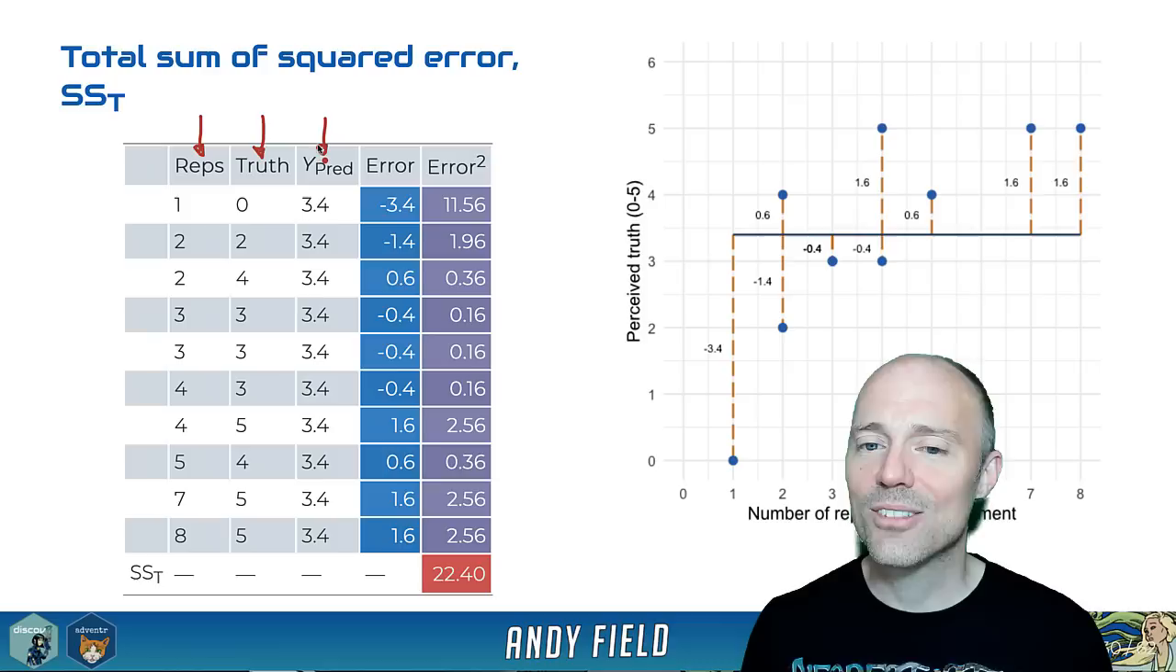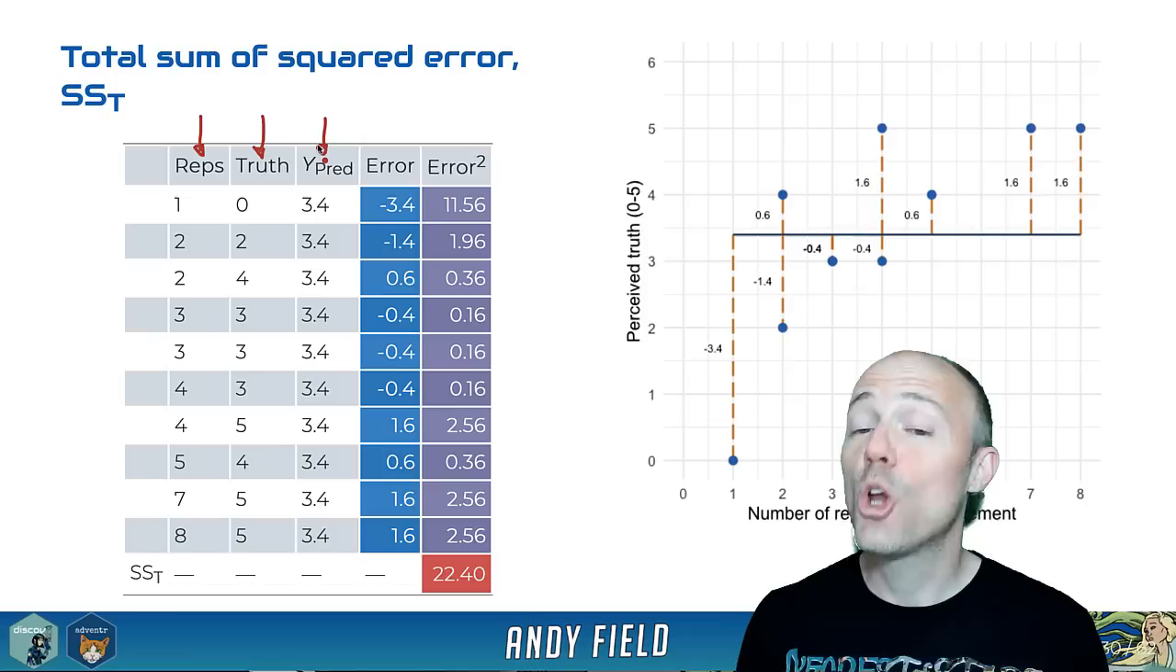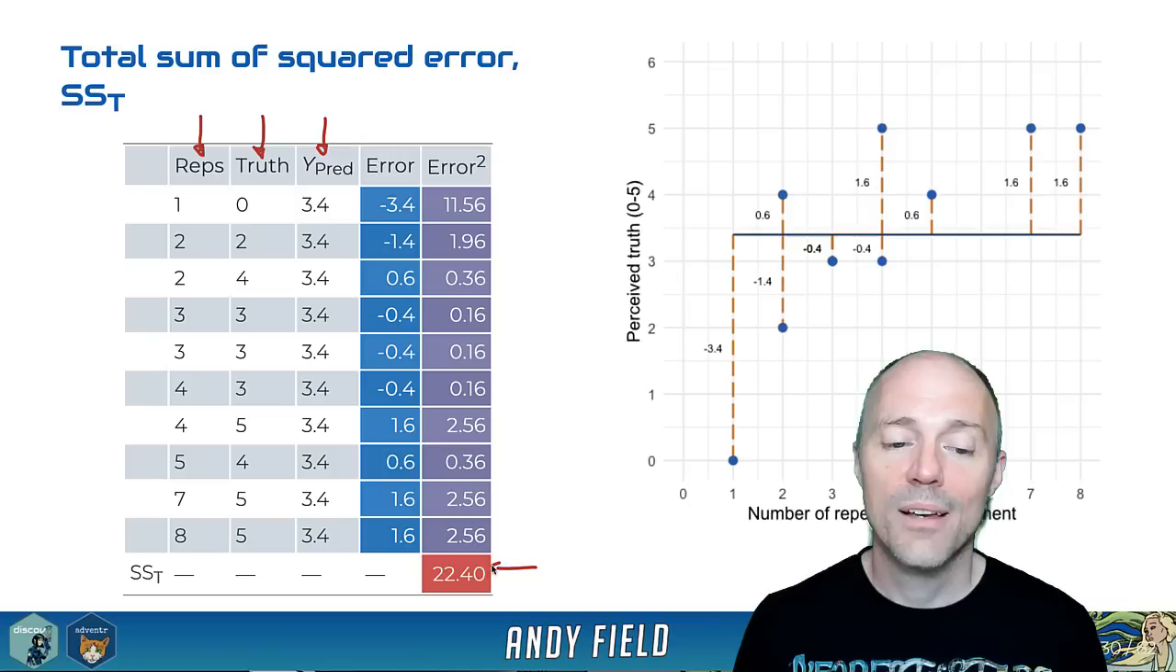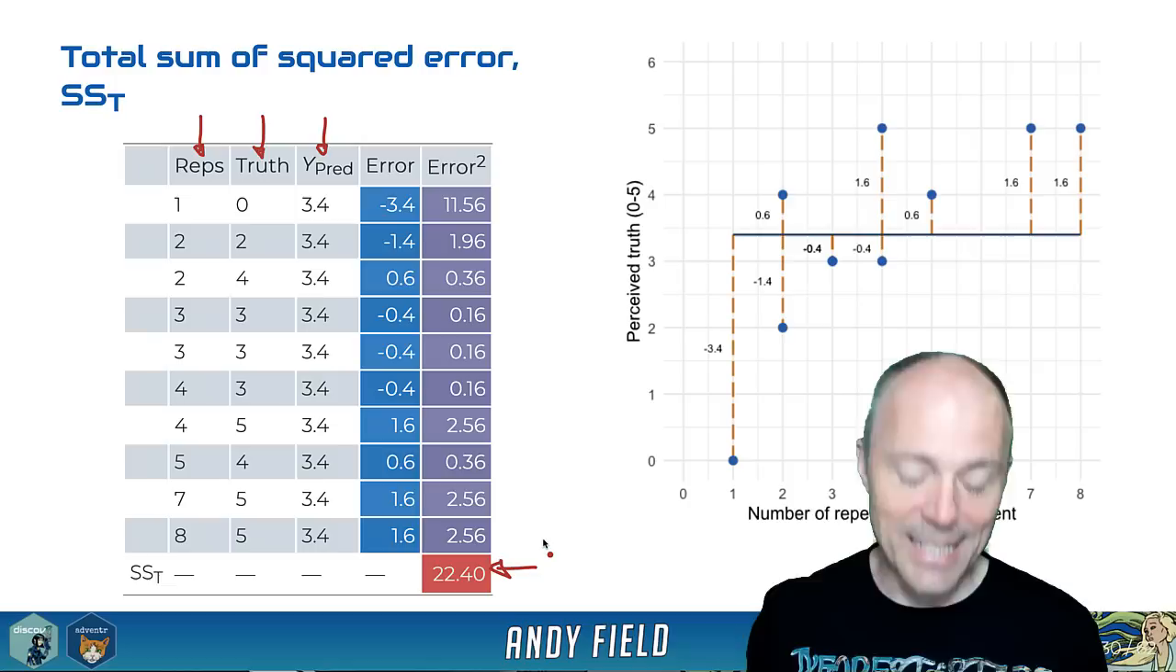The numbers here are not particularly important as long as you understand the process: we look at those distances, square them, and add them up. In total, we end up with a value of 22.4. Basically, that's how much error in prediction there is to start off with, before we've entered a predictor into the model.